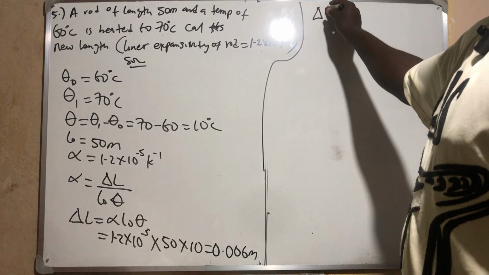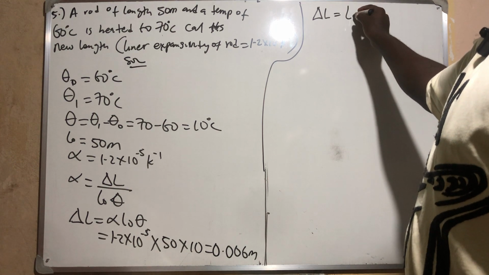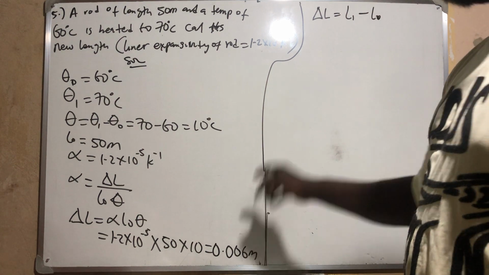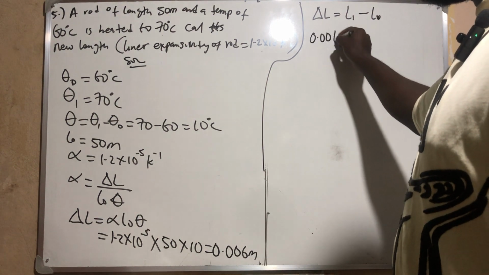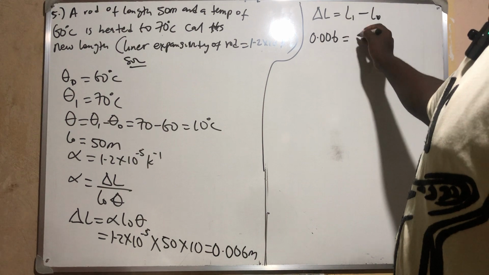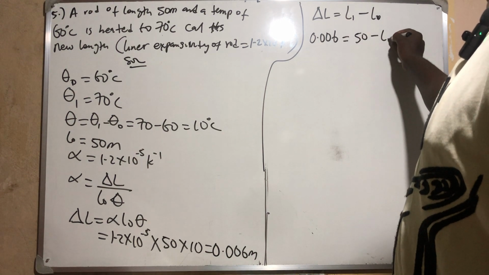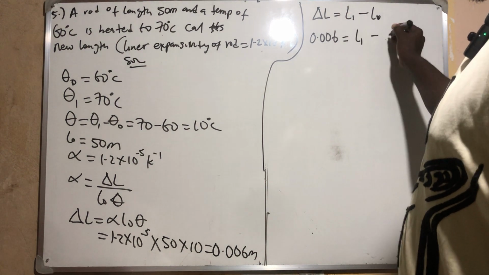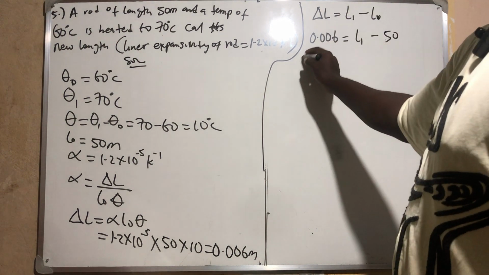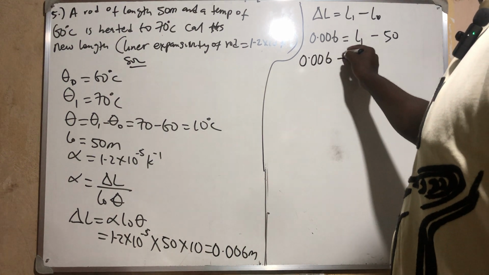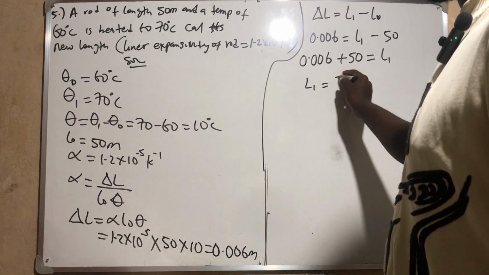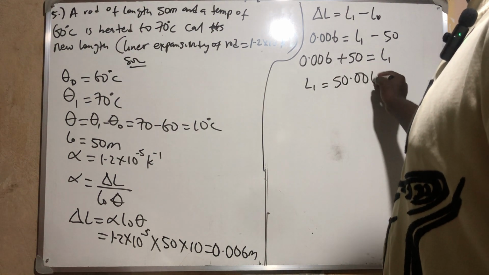But I know that change in length is the new length minus the original length. So if you put this in, you have 0.006 is equal to the new length I'm looking for minus 50. So this 50 will move here to have 0.006 plus 50 is equal to the new length I'm looking for. So the new length will be 50.006 meters. Very, very simple.